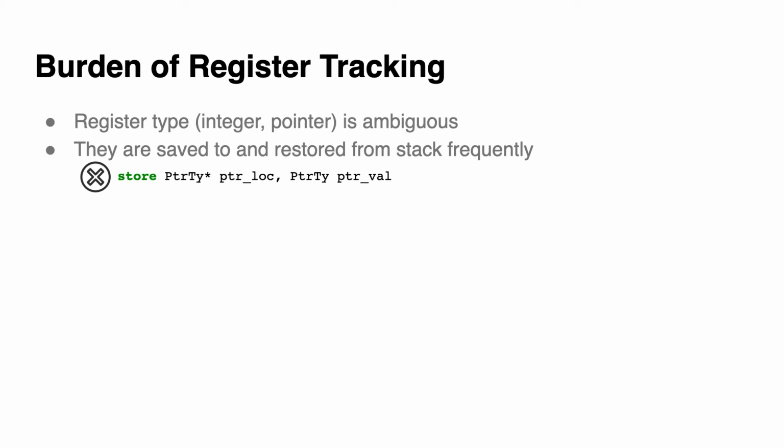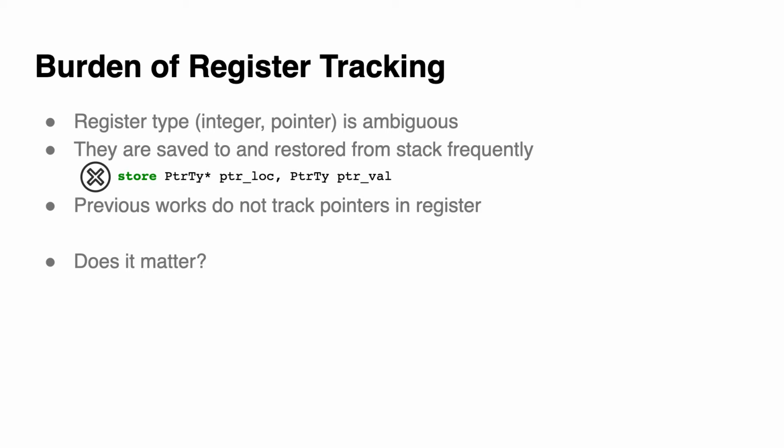I just mentioned how pointers in memory are tracked, but tracking registers is hard because register type is ambiguous. We can't tell if it's an integer or a pointer, and the registers are saved to and restored from stack frequently by push and pop instructions. Therefore, there's no such store instruction of pointer type for us to track. Therefore, previous works do not track pointers in registers. But does it matter?